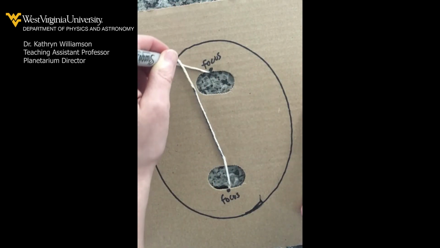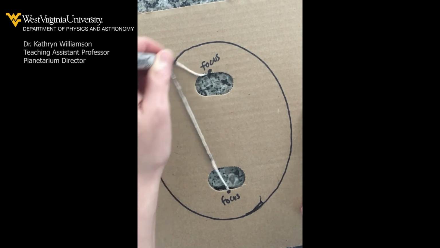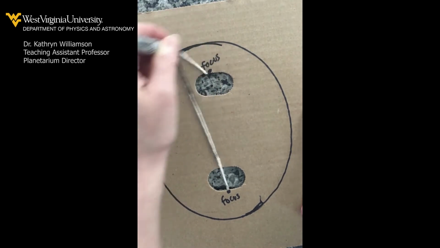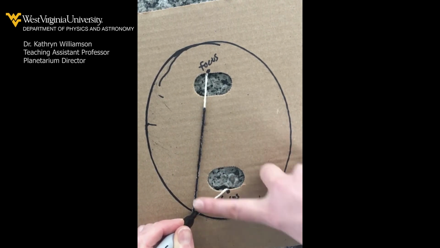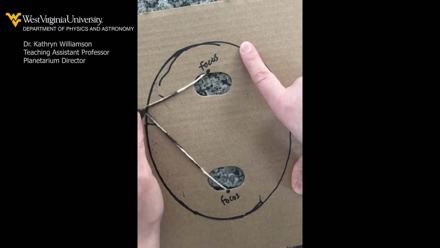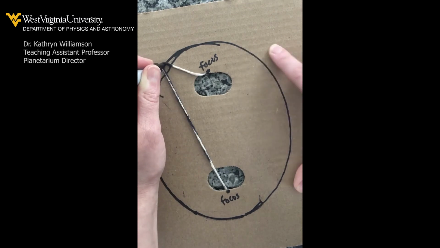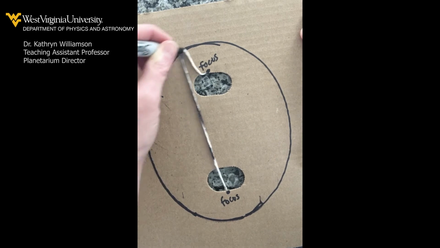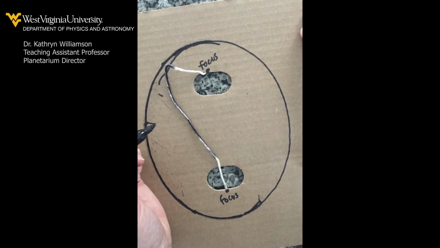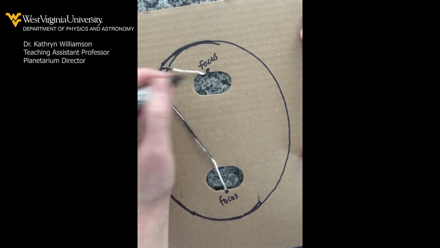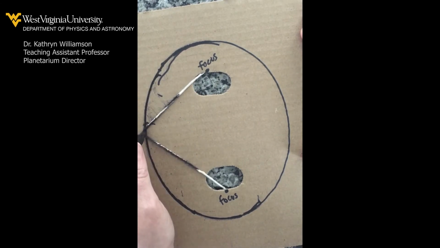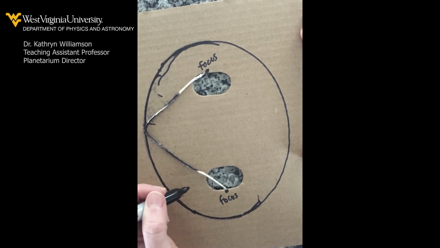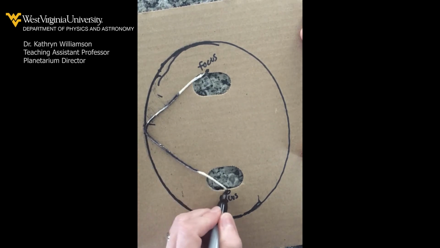So the total length of the string has not changed, but the relative distance between each focus changes as I take the marker all the way around. So this is what Kepler figured out with the planets, is that no matter where the planets are, the total distance from each focus, the sum of those two, stays the same. And that this all works because of gravity, where the sun is at one of the focus spots.